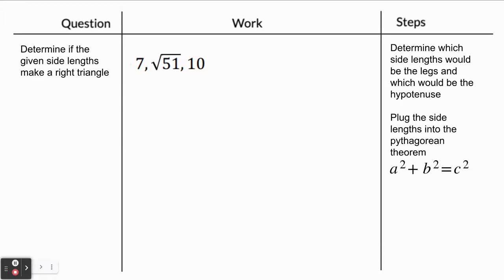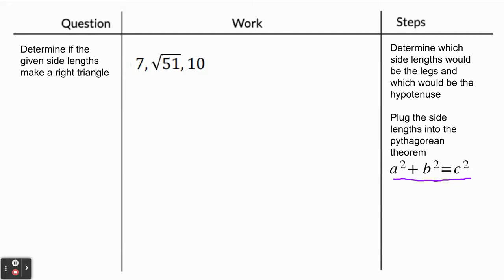Here we're asked to determine if the given side lengths make a right triangle. Everything that we know that has to do with a right triangle, we always relate back to the Pythagorean theorem, which is a squared plus b squared equals c squared. If we're given three lengths, we can decide if it's a right triangle if they fit into this equation and make this equation true.